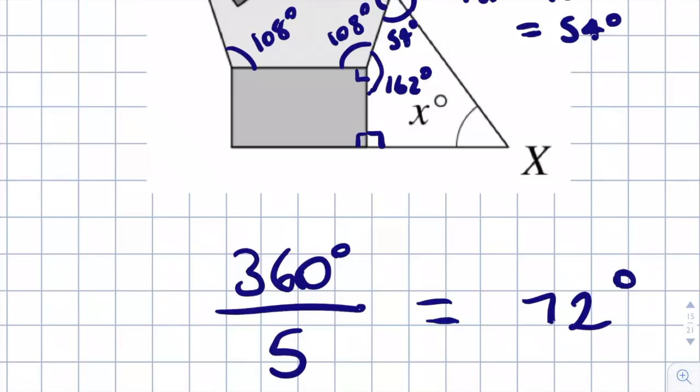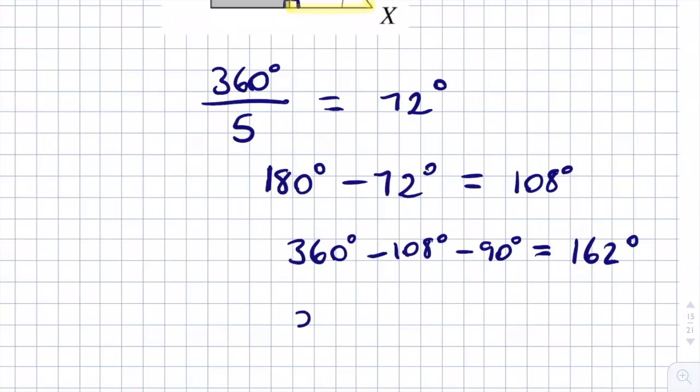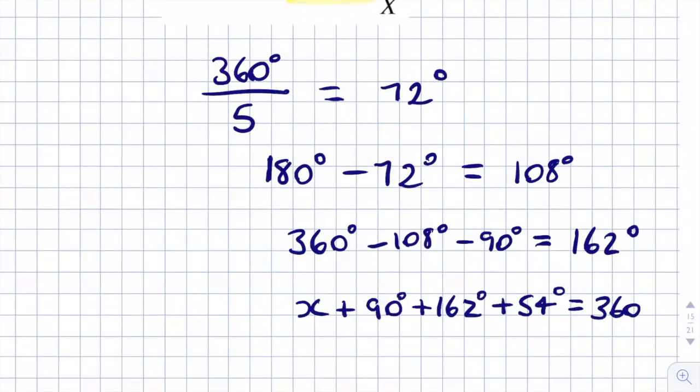So now we need to work out x. This shape here that I'm highlighting, you should see has four edges. It's a quadrilateral. And the sum of the interior angles within the quadrilateral add up to 360 degrees. So I can work out x by forming an equation and saying that x plus 90 plus 162 plus 54 is equal to 360. Make these all degrees.